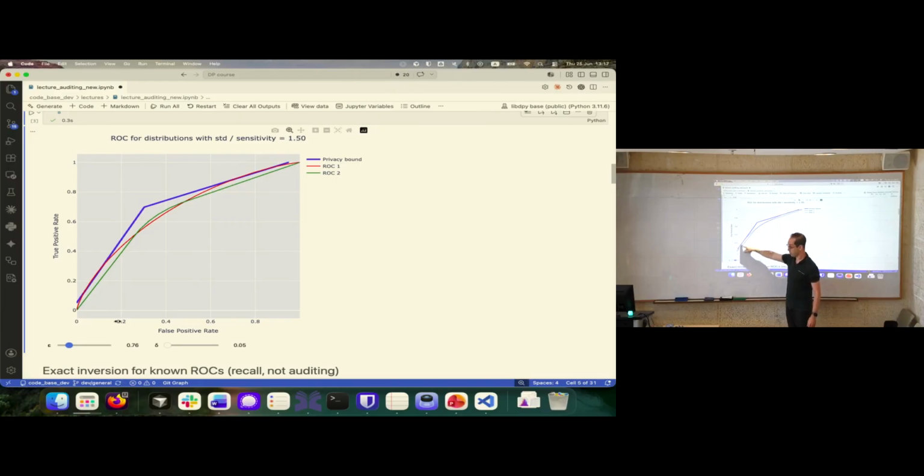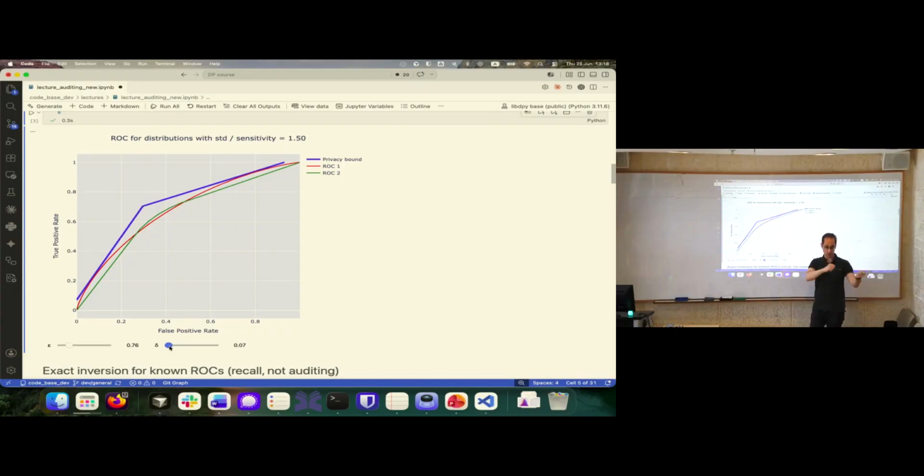The red one is not, because you see it's a bit above, but we can ask for this fixed epsilon, what is the delta, and I don't know, it's 0.07 or something, right? Just to have a clear idea. And ROC, assuming this is indeed the worst ROC, automatically defines the connection between epsilon and delta.